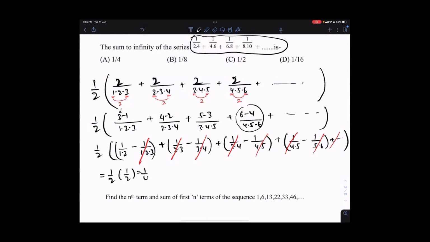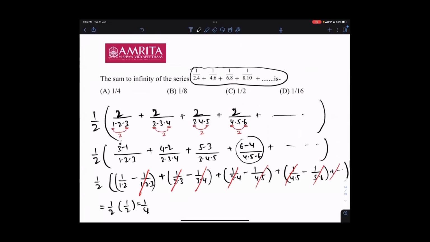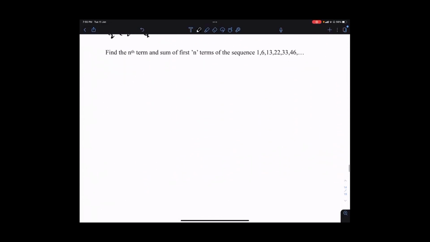Which is 1 by 4. Correct? The same way here also, the difference is 2. So write here 2 in every numerator. And to balance it, write 1 by 2 outside. And you know what to do next. No? Okay. That's it. Now, one last thing.